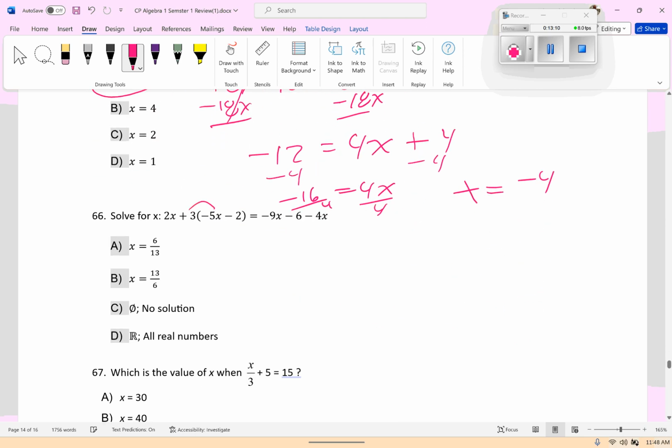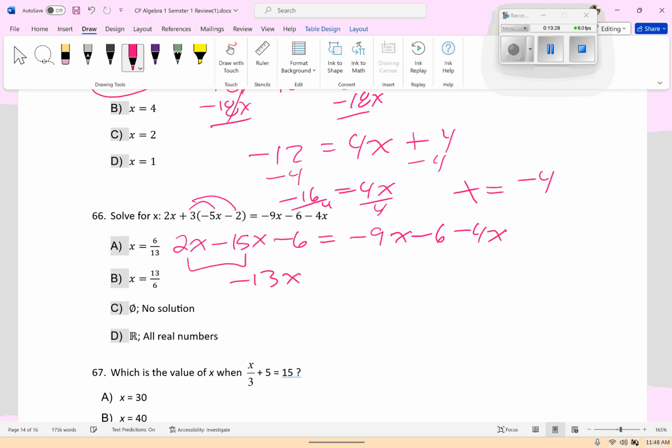Solve this equation, so let's distribute the 3 over the parentheses first, so I get 2x minus 15x minus 6, excuse me, made a little mistake there, equals -9x minus 6 minus 4x. So let's combine the like terms, so that's going to give me -13x minus 6, and then I combine those together, I get -13x minus 6. Are the equations totally equal on both sides? They are. This is all real numbers. Infinite solutions is another way you might want to see that.